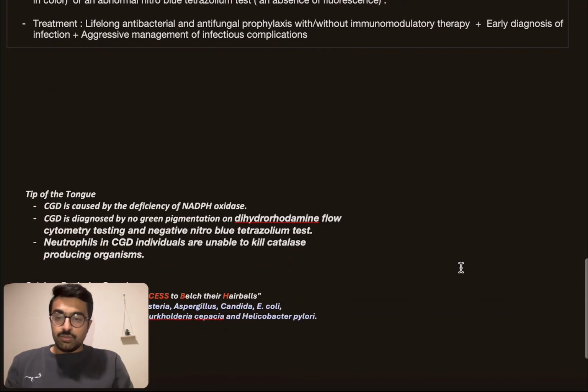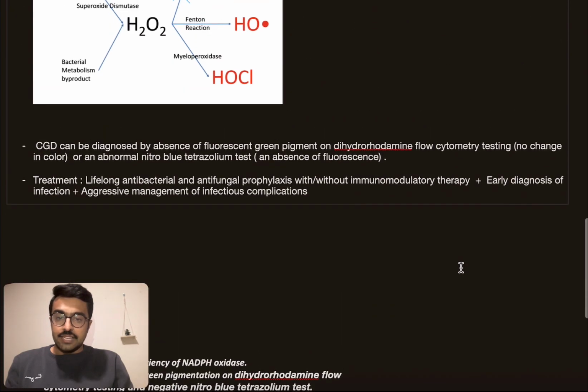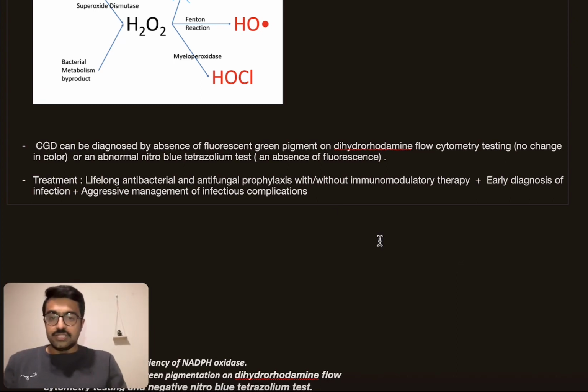So we can move to the next part. How is the diagnosis made? Often whenever the question is asked, this part is often tested in the exams. Chronic granulomatous disease is diagnosed by the absence of fluorescent green pigment on the dihydrorhodamine flow cytometry testing. So there is no change in the color if the patient has chronic granulomatous disease.